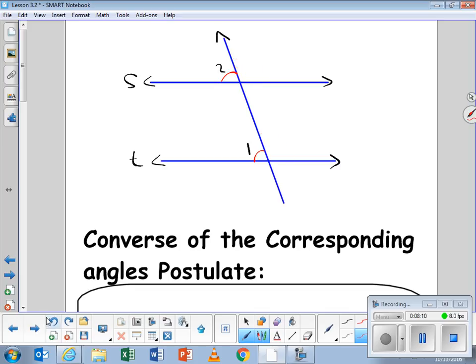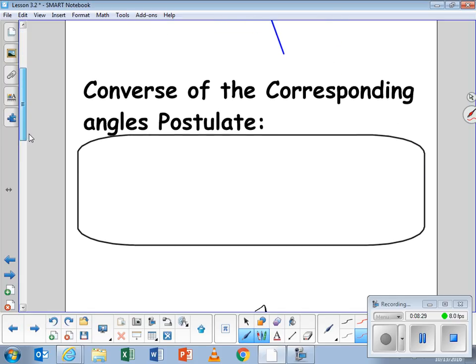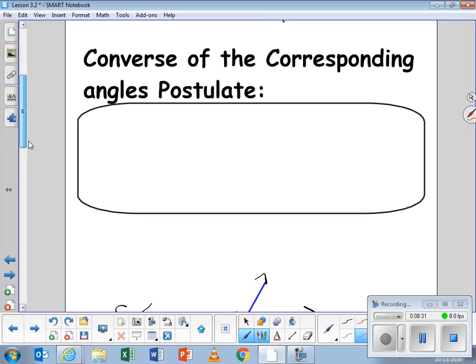All right? Now, does it say lines S and T are parallel? No. Doesn't say that, does it? There's no symbols there. Okay? And so that picture, which you have on your paper, right, goes along with this postulate. It's called the converse of the corresponding angles postulate.